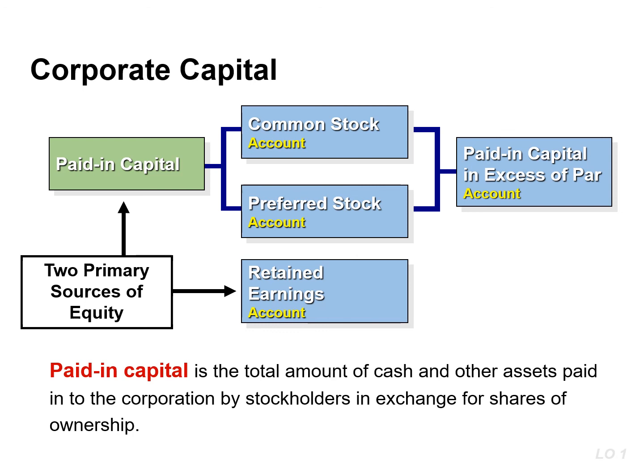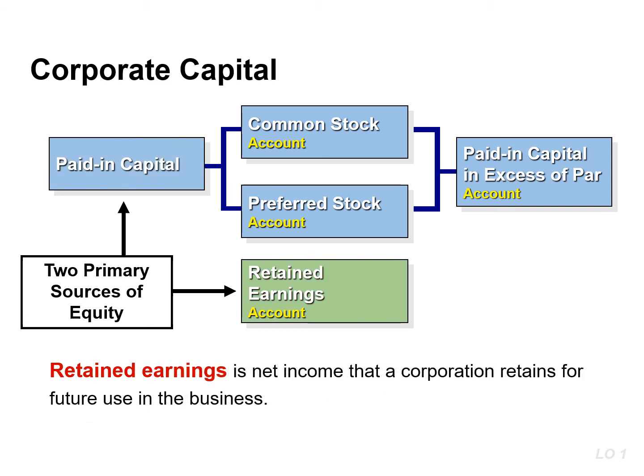Paid-in capital is the total amount of cash and other assets paid into the corporation by stockholders in exchange for capital stock. Retained earnings, as its name implies, is net income that a corporation retains or reinvests in the business.